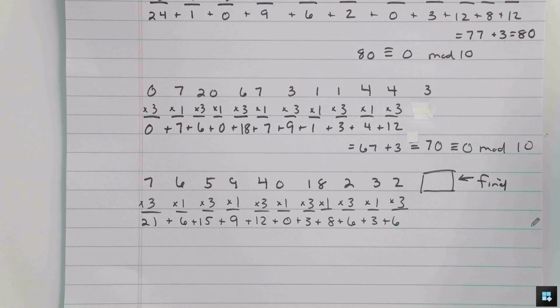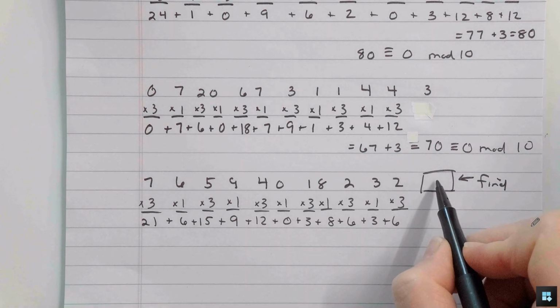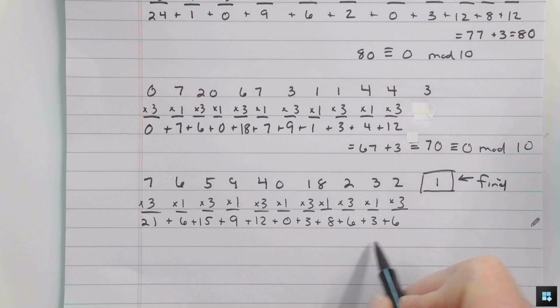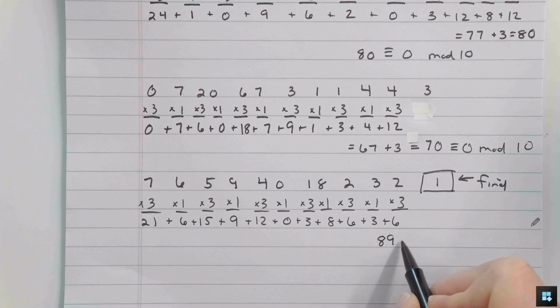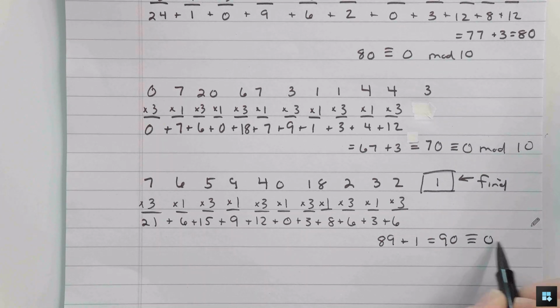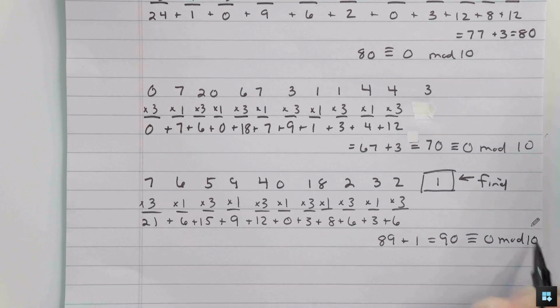What did you get? 1. Good, 1. So your check digit is 1. And how come? What was this sum? 89. Good. So you need one more to bring you up to 90. You have to end in a 0 to be equivalent. Your digit has to end in a 0 to be equivalent to 0 mod 10. So that's how the check digit works.